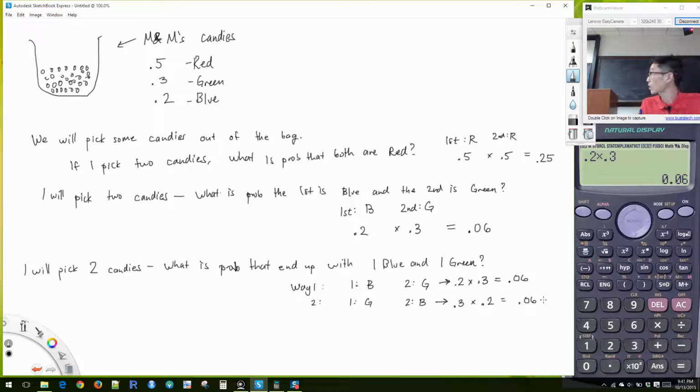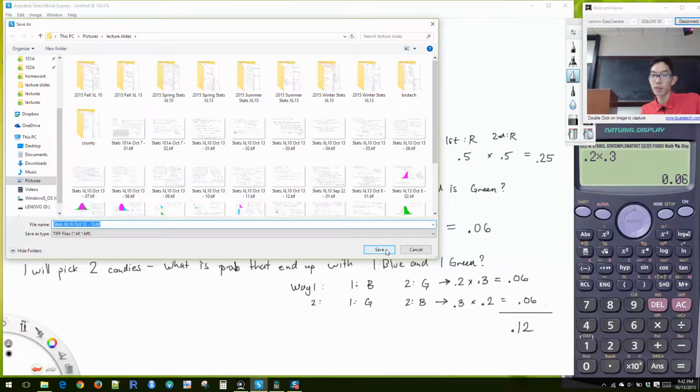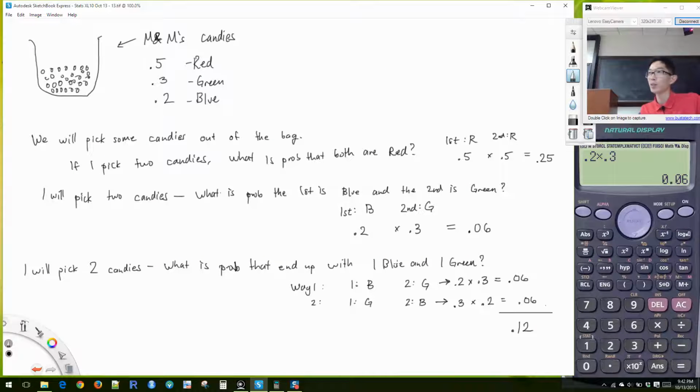So they're independent. So, yeah, the sequences are independent, but what's the total probability that I end up with one blue and one green? I add these two together and I get 0.12, okay? I want to make sure we're okay there. That's also okay? All right, so I got smiles and a head nod.